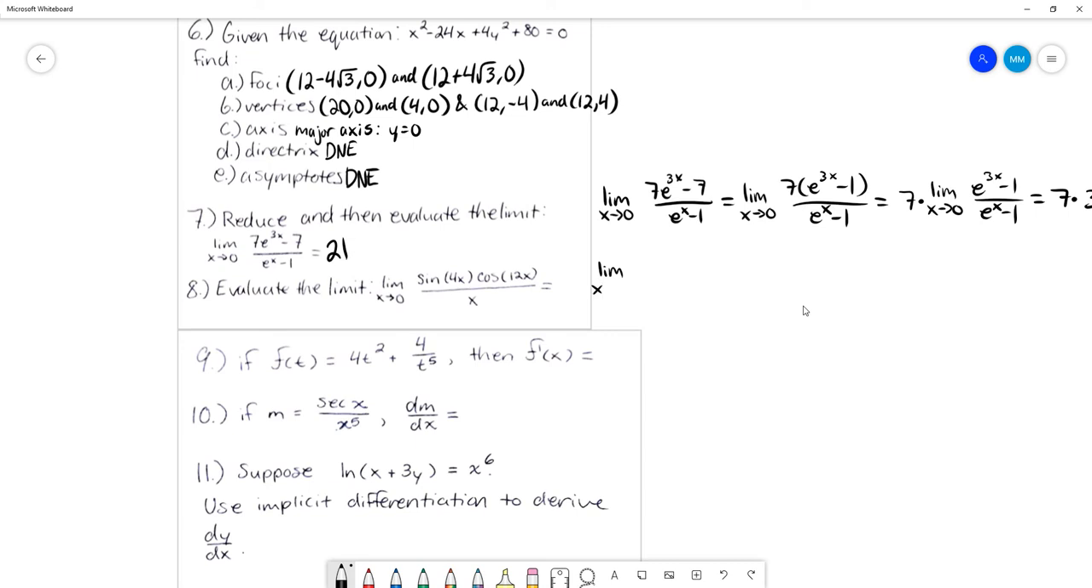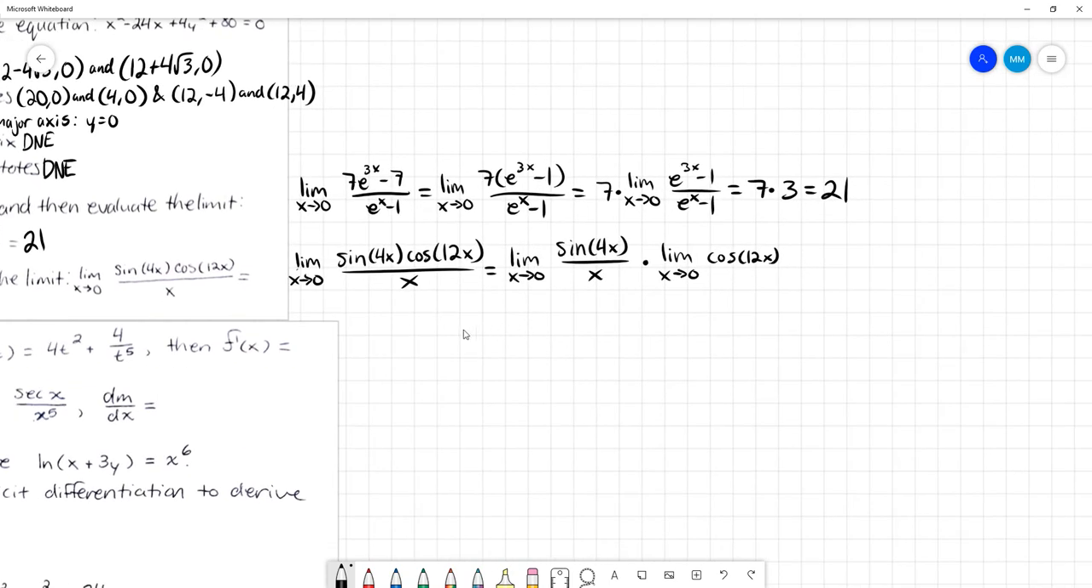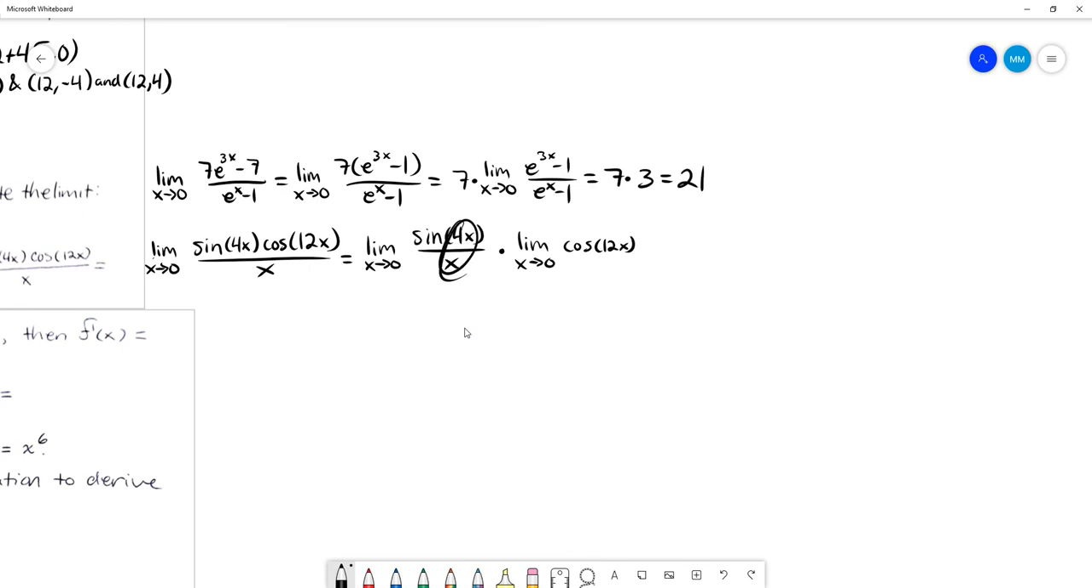Next up, they want us to evaluate this limit, which looks a little more intimidating. If you remember, though, we do have a rule for the limit approaching 0 of sine of something x over x, but this also has a cosine of x. So what we want to do is split this up into two limits. So I'm going to split it into the limit approaching 0 of sine of 4x over x times the limit approaching 0 of cosine of 12x. Now, I know that this limit from our rules is going to be that quotient, so it's going to be 4 times, well, this limit, and I can plug in that 0. Cosine of 12 times 0 is just 1, so 4 times 1, or just 4.